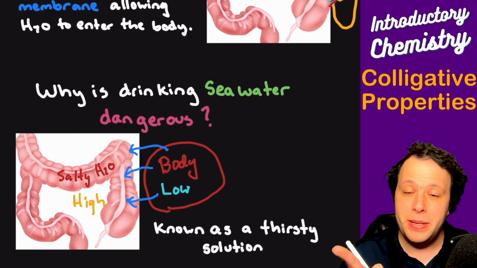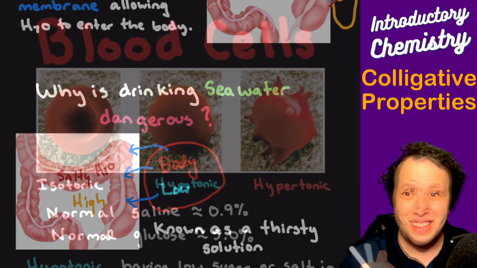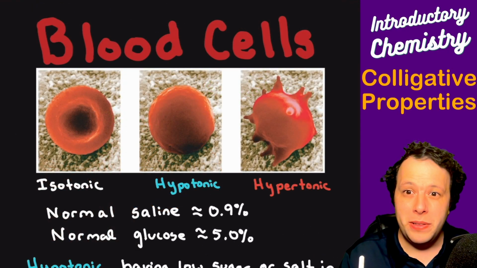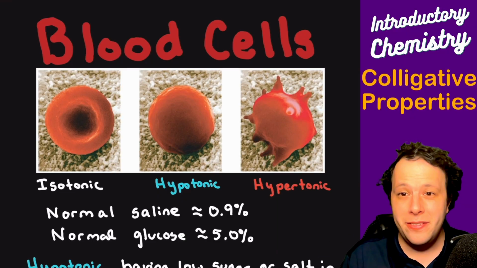And this can be a really big problem with red blood cells. Let's take a look at that. Your blood cells are something that can be extremely affected by the amount of salt and sugar in your body.